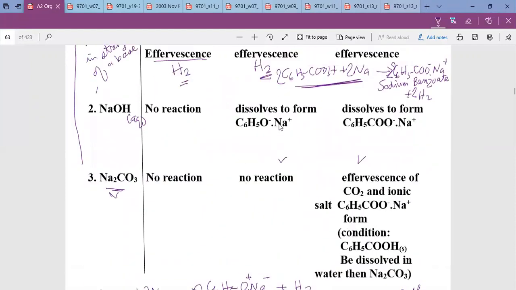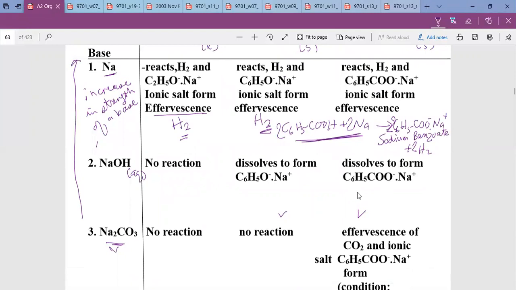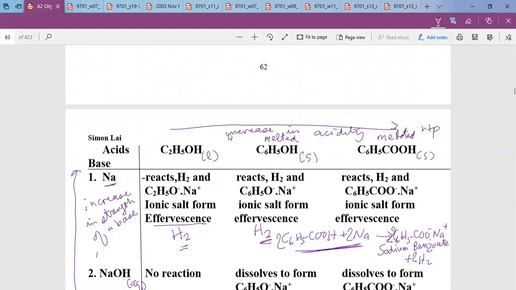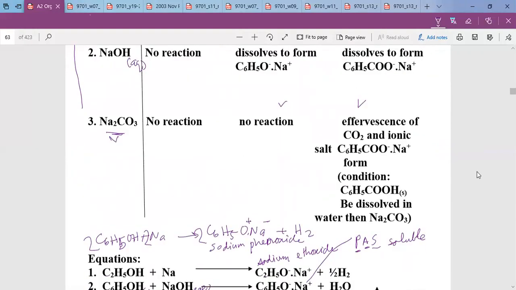So remember, these two will dissolve. Later you will see the question come up. Okay, these two will dissolve. Okay? These two will dissolve. This one will not. It doesn't matter whether it dissolves or not, because it's all liquid, isn't it? But later, they give you one with all solids. Later, okay. All right, now.